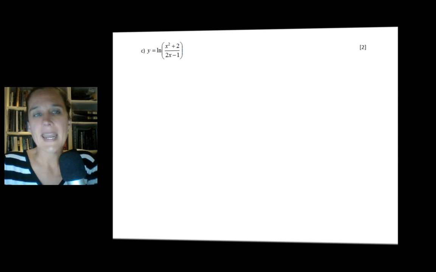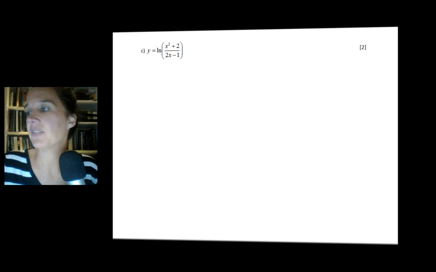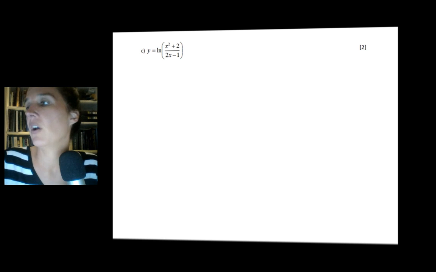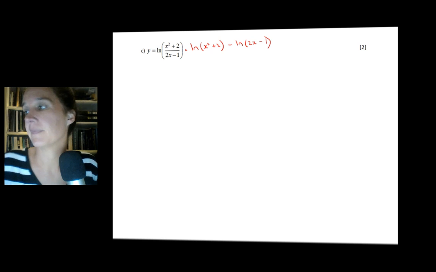So now looking at our part C, we see we have a natural logarithm here. And there's two parts to this sort of equation. First of all, we've got to divide. So we can split this into two different parts. We can make it our natural logarithm of x squared plus 2 minus our natural logarithm of 2x minus 1.